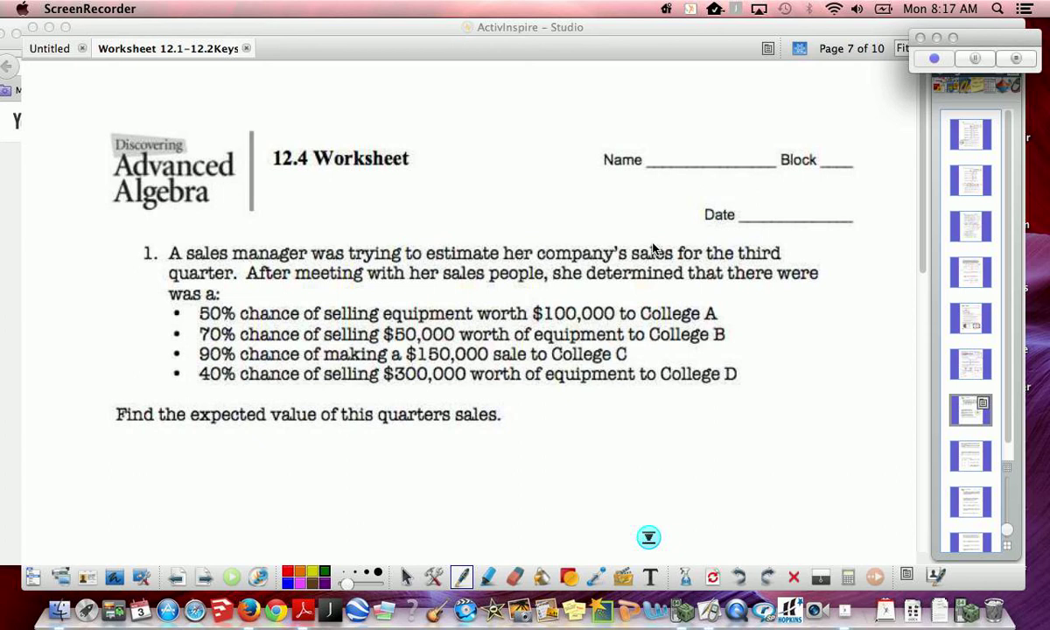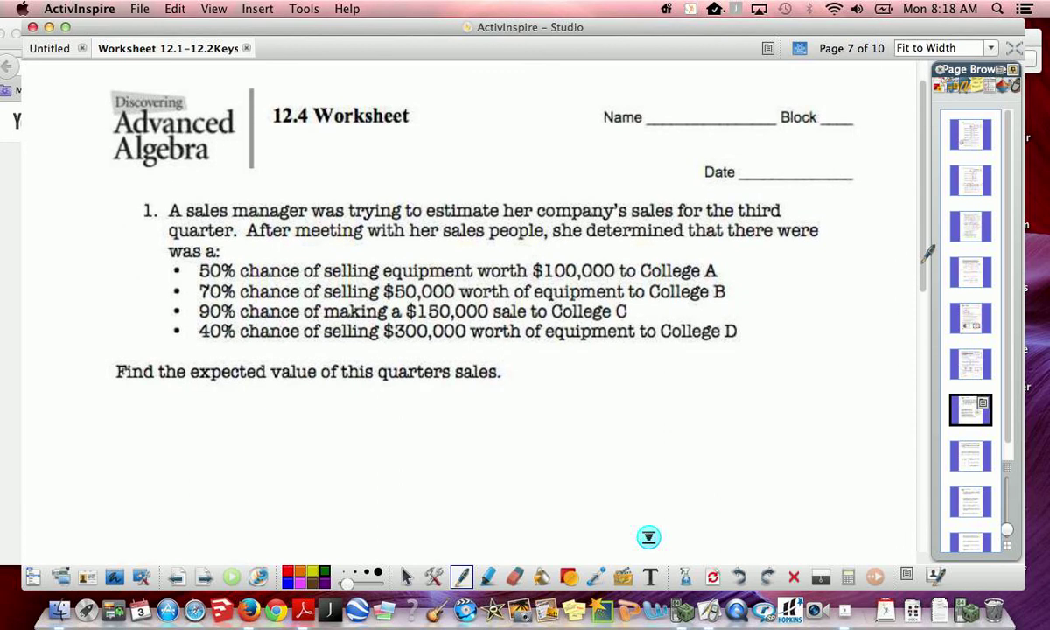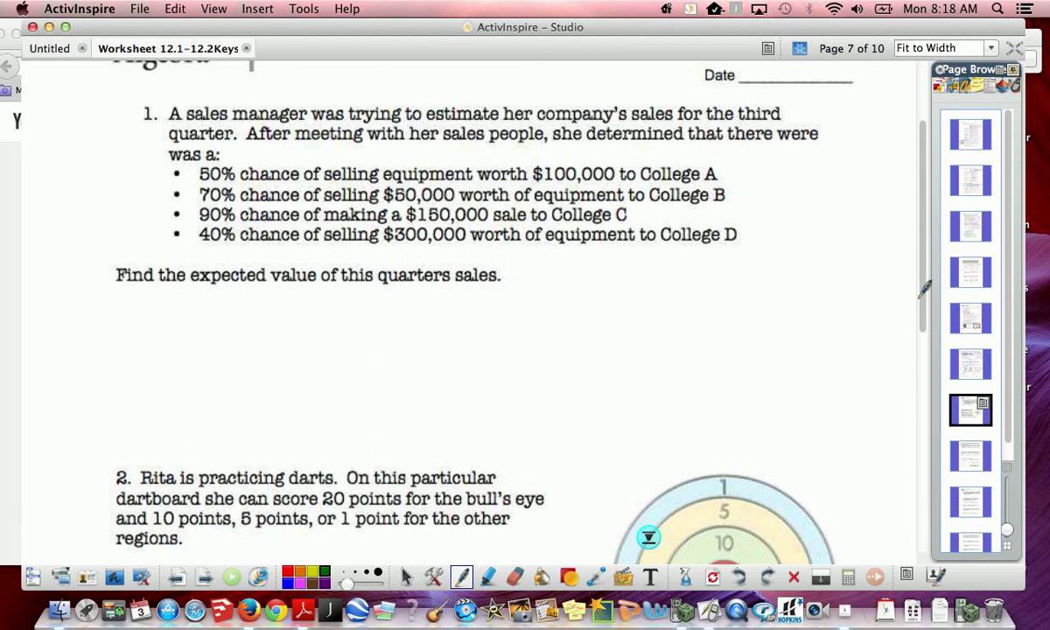After meeting with her salespeople, she determined that there was a 50% chance of selling equipment worth $100,000 to college A, a 70% chance of selling $50,000 worth of equipment to college B, a 90% chance of making a $150,000 sale to college C, and a 40% chance of selling $300,000 worth of equipment to college D. It says find the expected value of the quarter's sales. So what we're going to do is take each dollar amount and multiply it by the probability of making that sale and add those up.